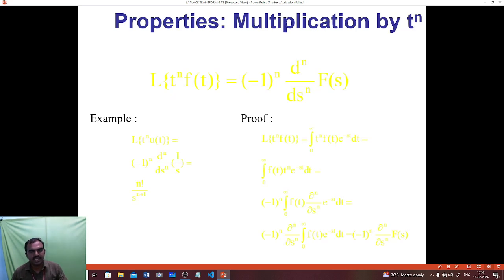Next, multiplication by t power n. This involves derivatives, differentiation. So L of t power n f of t equals minus 1 power n, d power n by d s power n, F of s.